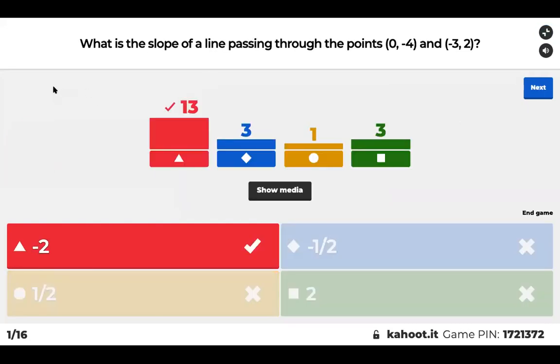Good. So just make sure you're watching that y2 minus y1. That turns into 6. And then on the bottom, we're dividing it by -3. So just watch the minus signs.